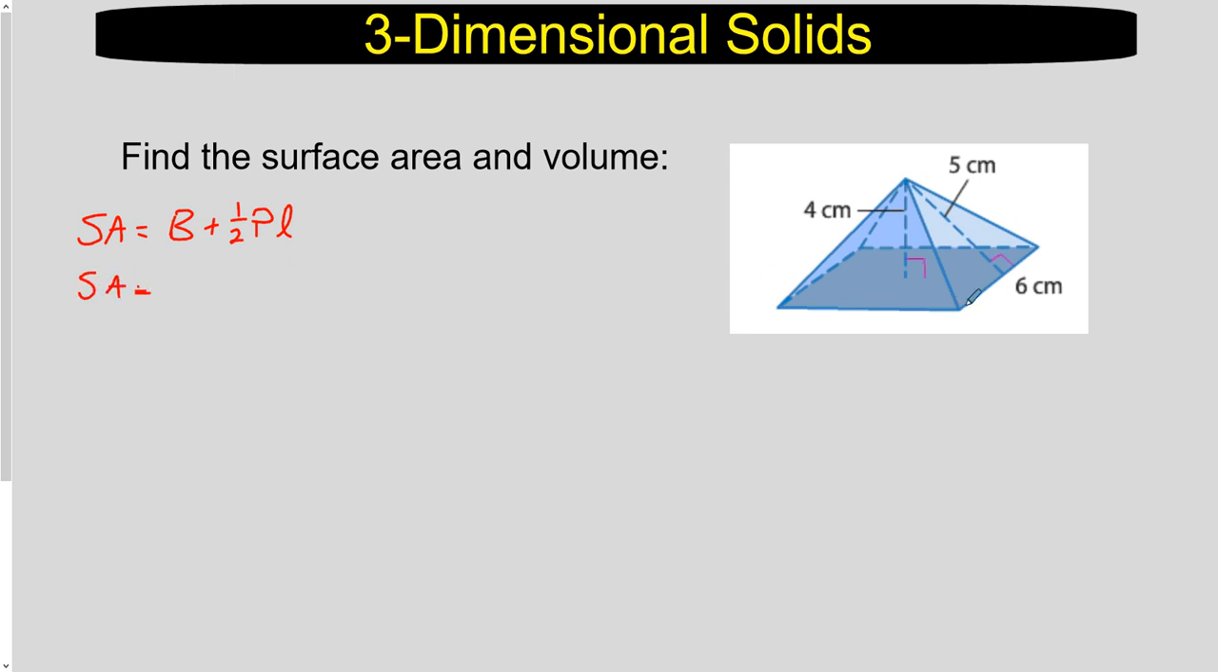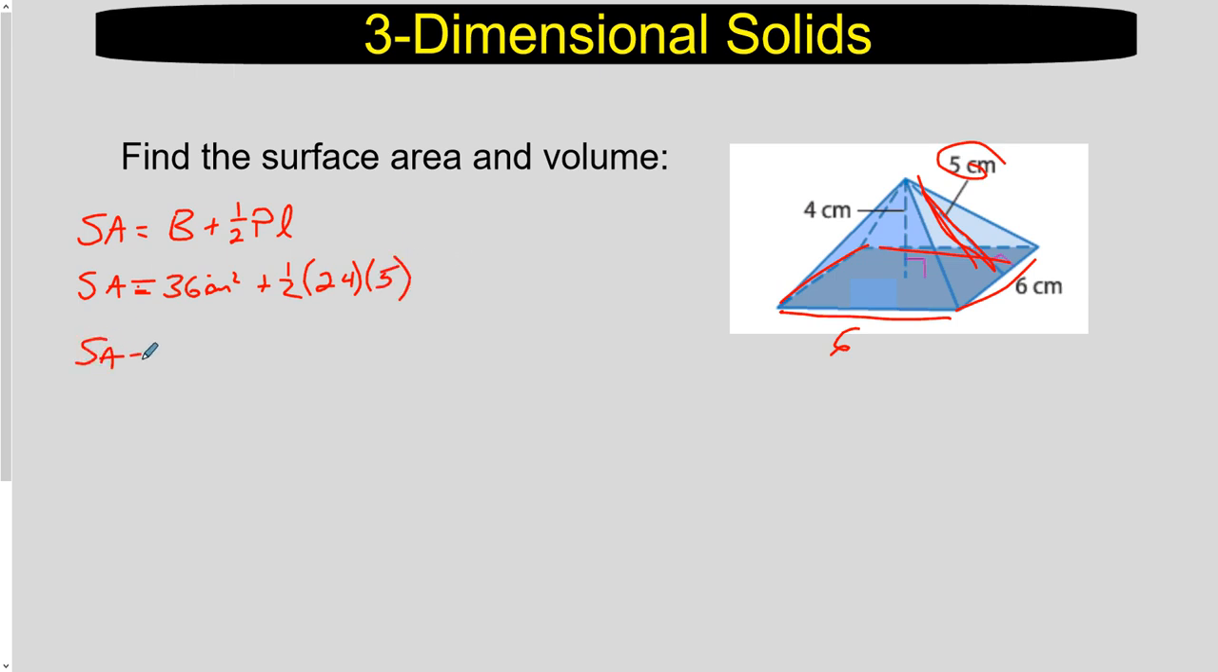Well, this is 6. It looks like it's going to have to be square. There's no other way for us to know what the other lengths are, so we'll assume that that's a square pyramid. So that's going to be 36 centimeters squared, right? Because 6 times 6 is 36, plus 1/2. The perimeter is going to have to be 6 plus 6 plus 6 plus 6, or 24, times the slant height, which is this one, because it's the height along the face of the triangle, the height of the triangle, not the height of the pyramid.